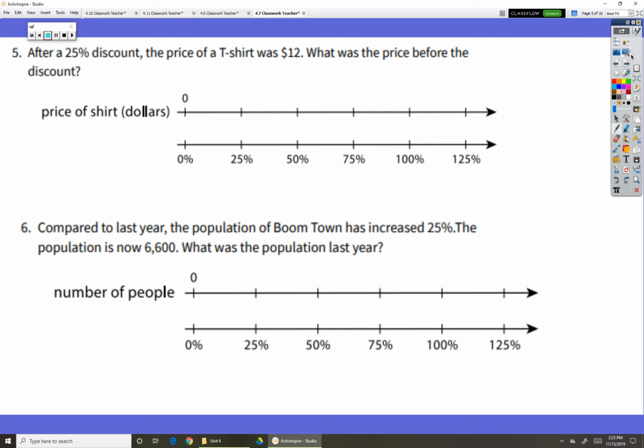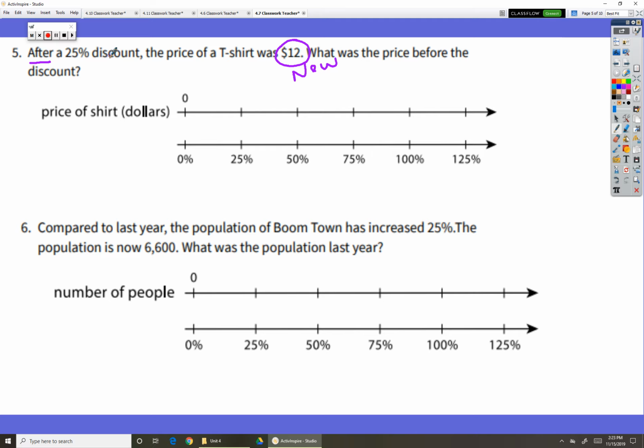After a 25% discount, the price of a t-shirt was $12. What was the price before the discount? So we have to decide, is this the old or the new? Well, it says after a discount, this was the price. So this is the new price. So we can't put 12 with 100%. So we're not going to write the 12 above 100%. So then where are we going to put it?